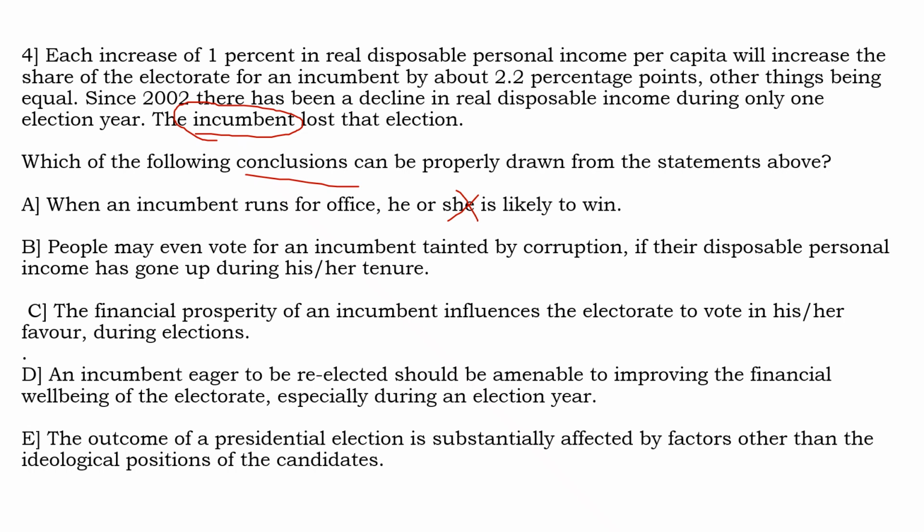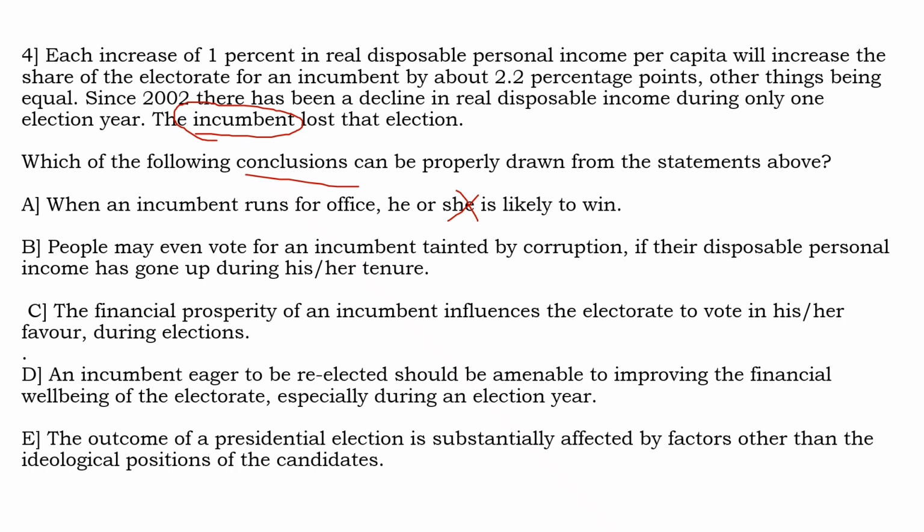People may even vote for an incumbent tainted by corruption if their disposable personal income has gone up during his or her tenure. So let's say there is an incumbent who was involved in some corruption and scandals, but in that particular election year, the disposable personal income of the people went up, so they will vote for that incumbent, ignoring the corruption allegations, etc.